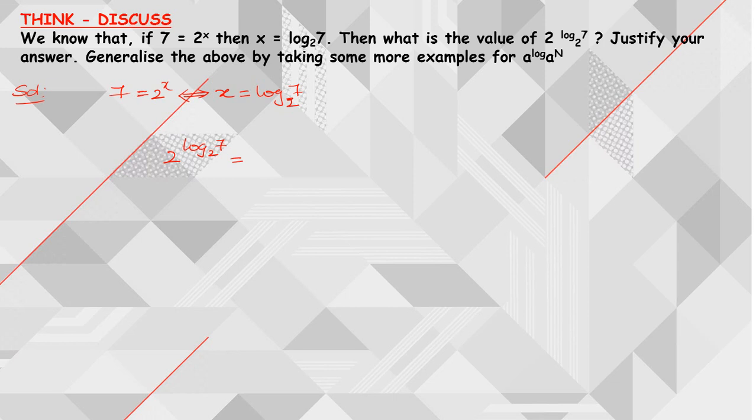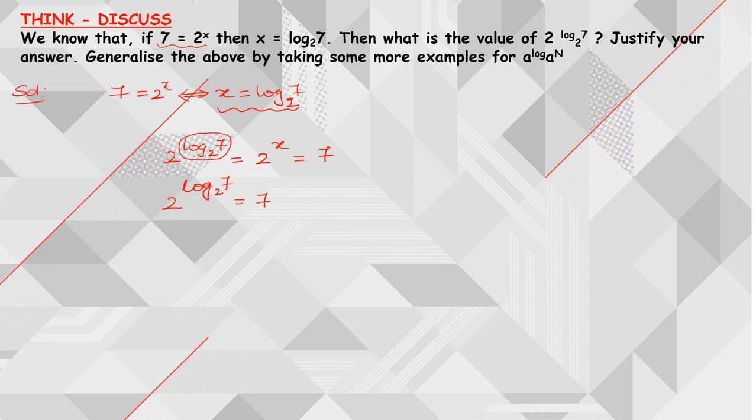Already he has given 7 is equal to 2 raised to the power of x. So for 2 power log 7 to the base 2, since x is equal to log 7 to the base 2, I can write log 7 to the base 2 as x, right? But initially he has given that 2 power x is equal to 7. So this is nothing but 7. From this I can say that 2 raised to the power of log 7 to the base 2 is equal to 7. Now this I can remember as a formula.